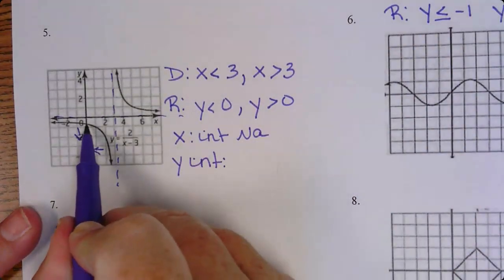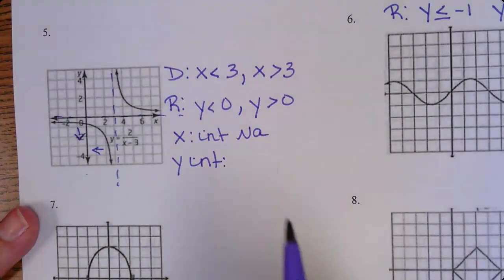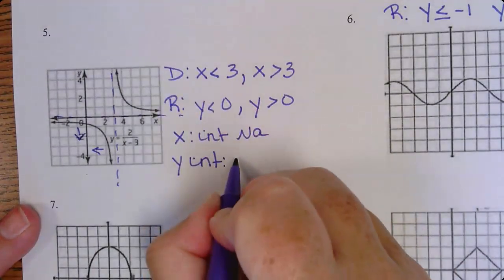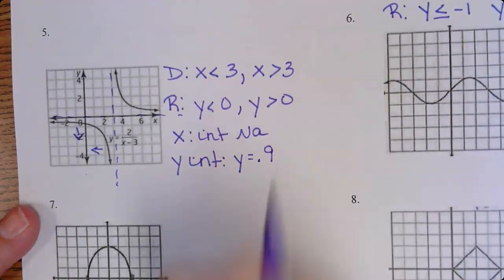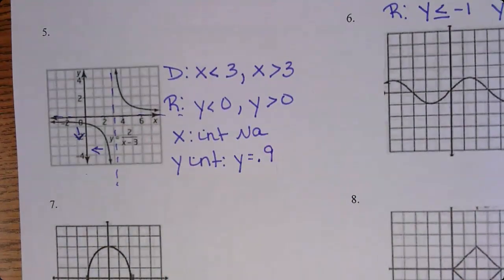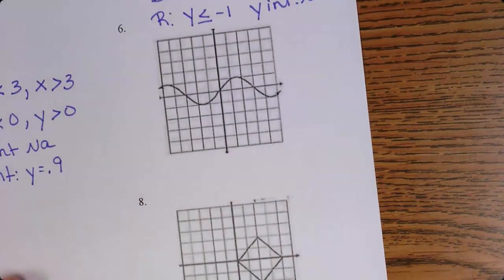Looks like we're touching, and we're going to approximate. Let's call that y equals 0.9. If you said 0.8, would I take off? And the answer is no. On the test and quizzes, it's going to be exact. Okay, let's look at one last question. Let's see if we have time. Hopefully we do.